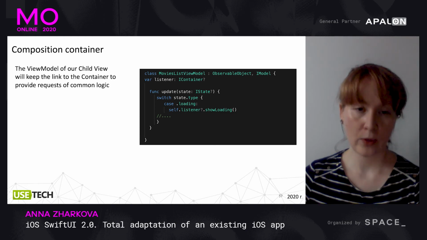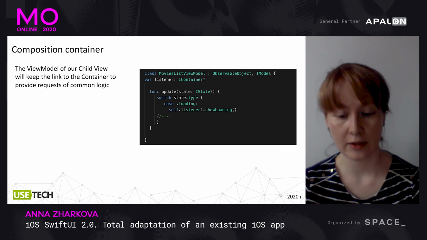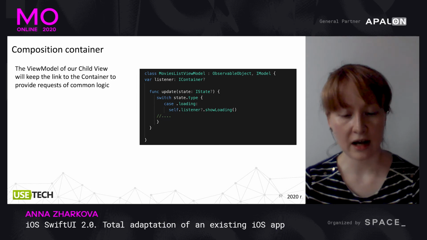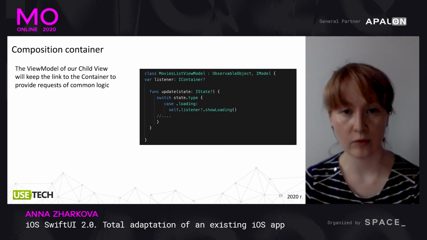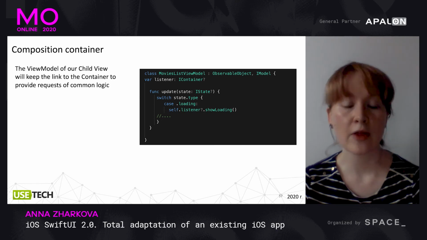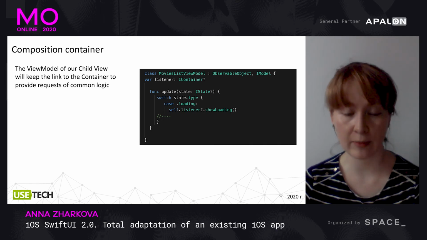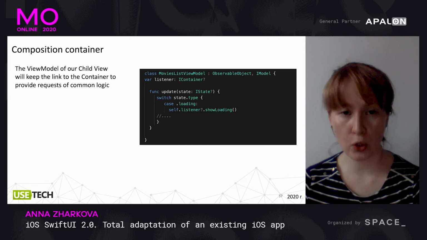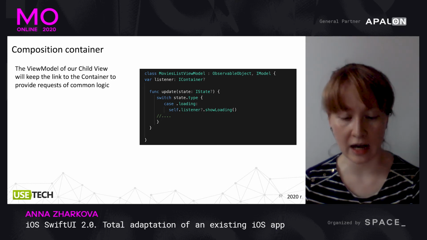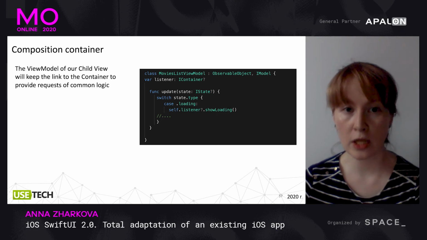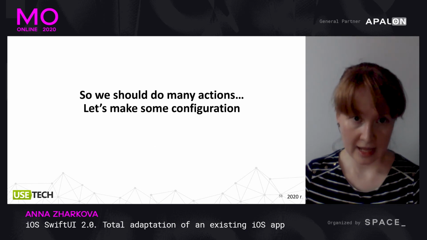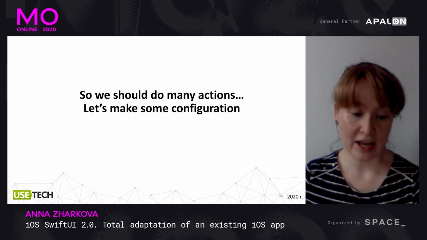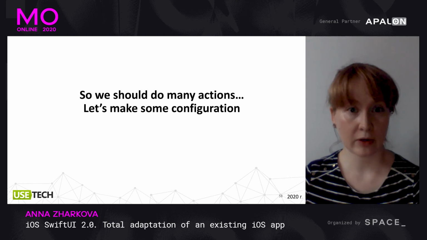Next, when we get a new state in our view model, we will call the logic in the container with the reference to the container. For example, if we should show that there is some loading in our application, we will call the show loading method in our listener. Yes, it should do many actions. So let's make some configuration.